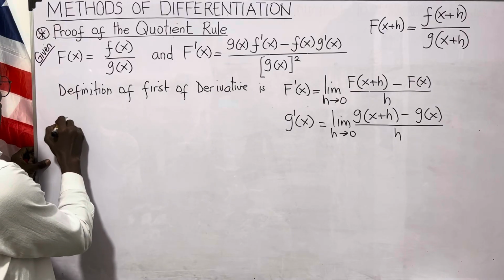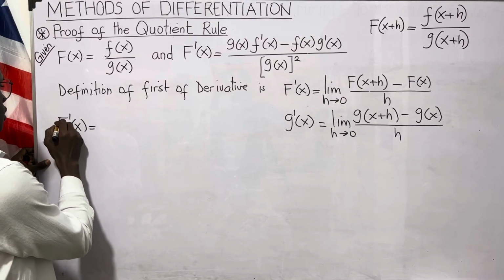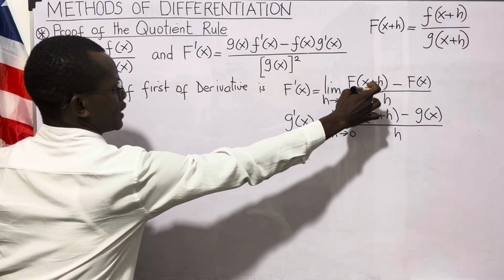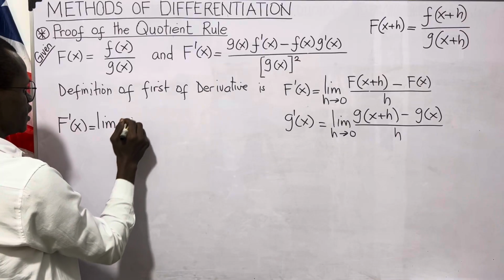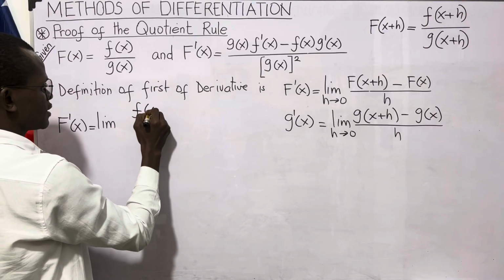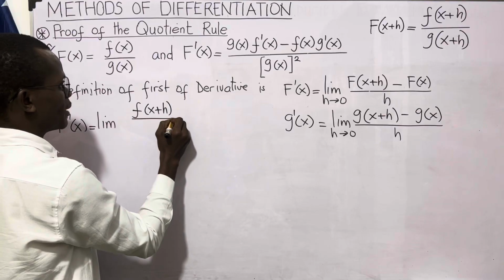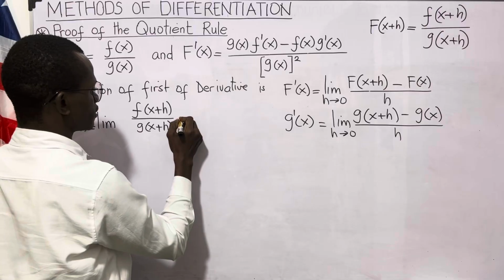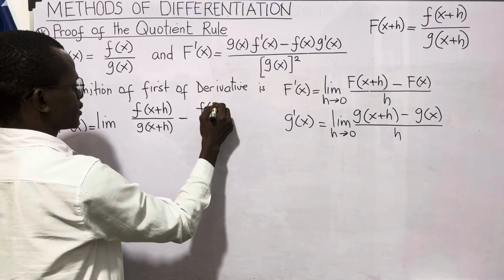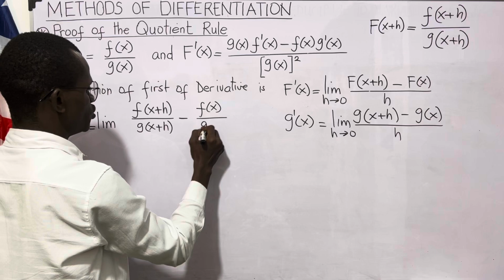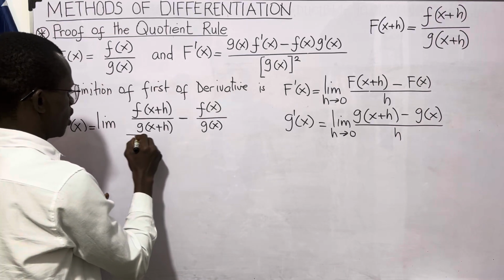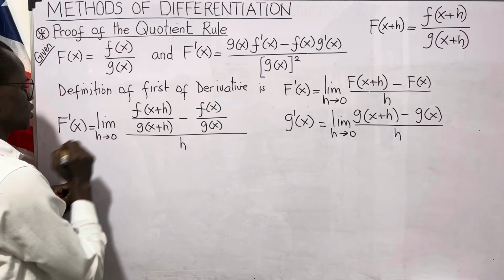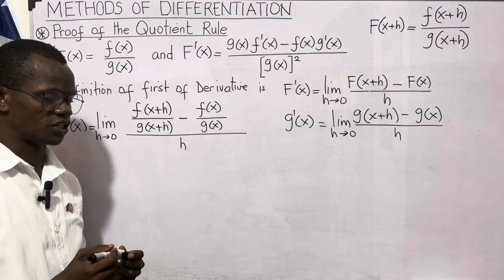So we say capital F prime of x is equal to the limit of, now capital F of x plus h is what we have up there, which is small f of x plus h divided by g of x plus h minus f of x divided by g of x, all divided by h as h gets closer and closer to 0, or we say as h is approaching 0.